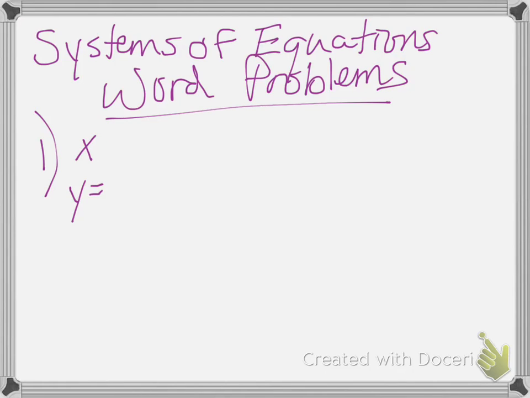All right, so the first thing we're going to do is define our two variables, x and y. There's nothing really specific about these numbers, so we're just going to call this the first number and the second number. Okay, so that's all we're doing there.